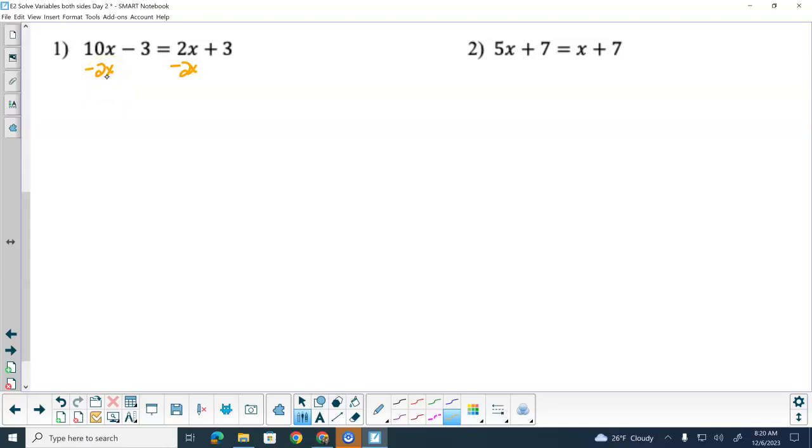If I do that, then this 2x cancels itself out. 10x minus 2x. Why is it 10x minus 2x? 8x. Yes. Then we're still going to have minus 3, and that's still going to equal just positive 3.